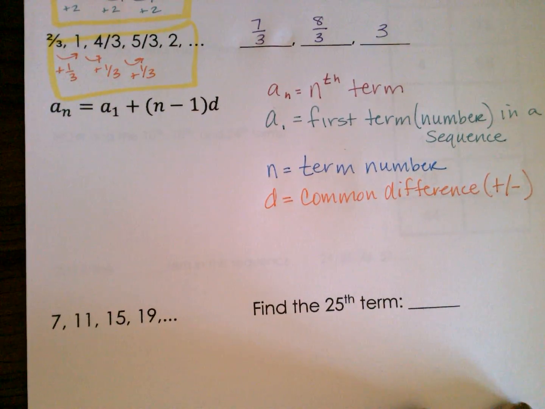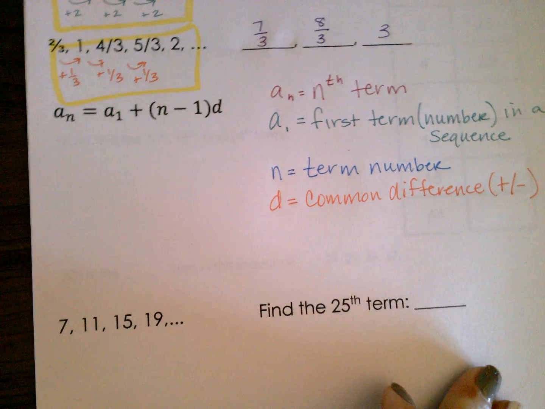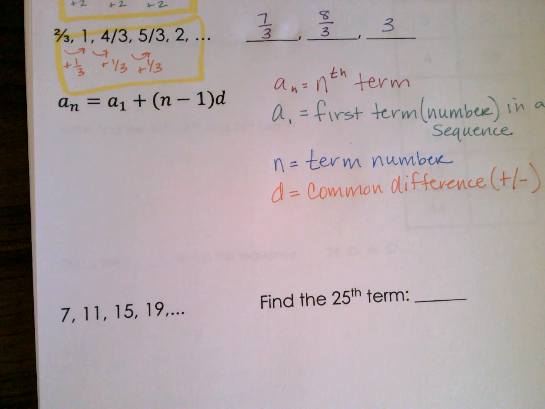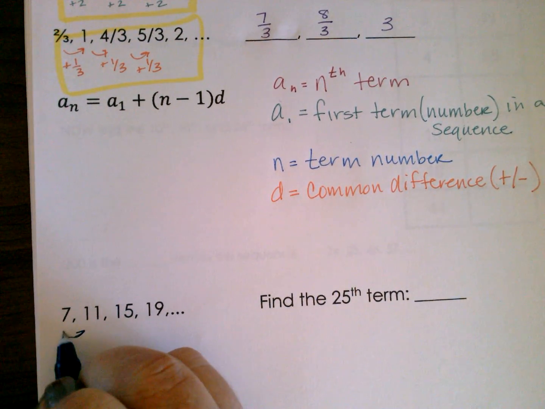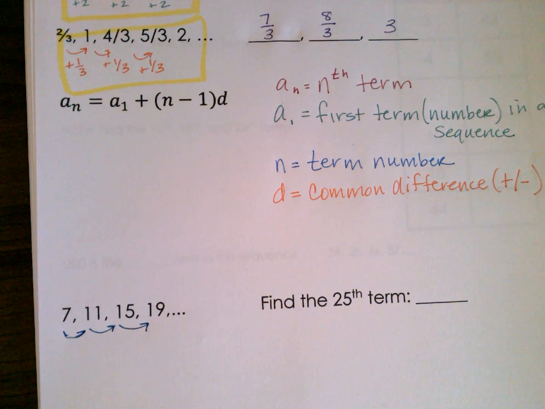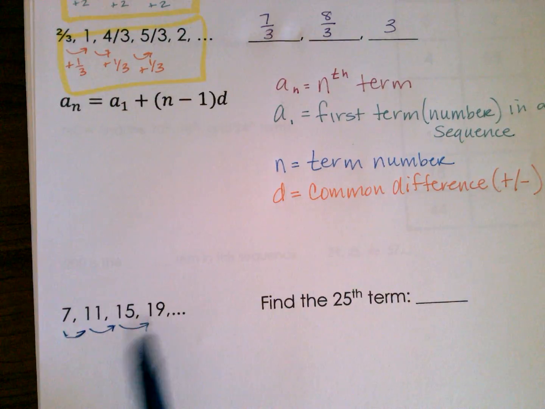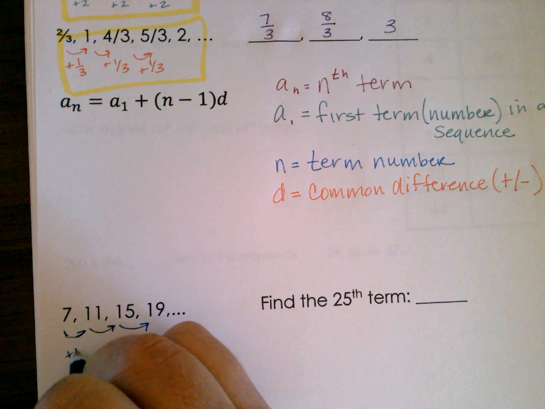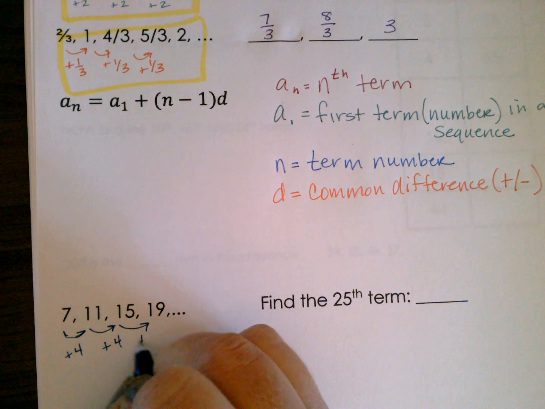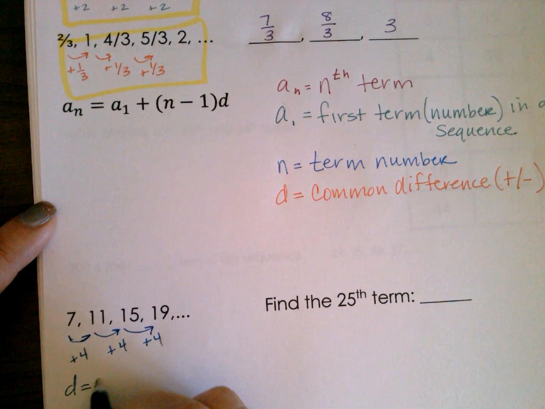So I'm giving you an arithmetic sequence. First, let's figure out what the common difference is. How are the numbers going from one to another? How do I go from 7 to 11 to 15 to 19? I'm adding 4. So my common difference is 4.